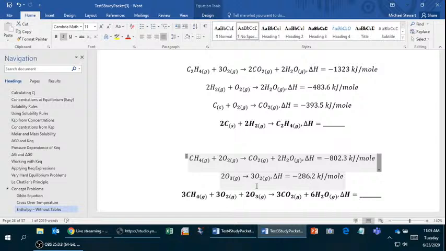The C2H4 plus 3O2 goes to 2CO2 plus 2H2O. And our delta H1 here is minus 1323. Two H2 plus O2 goes to 2H2O. And this is a delta H2 of minus 483.6. We have C plus O2 goes to CO2, delta H3 minus 393.5. The last one, 2C plus 2H2 goes to C2H4. And this is the delta H we want to solve for.